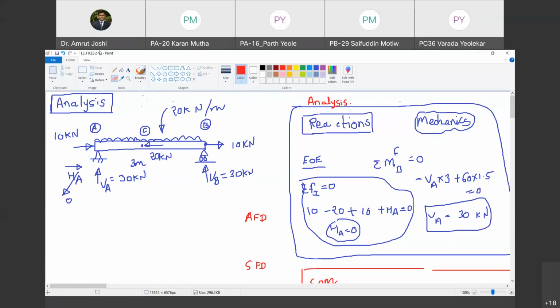Yes, sir. Okay. So what are the loads that are along the axis? I'm going to consider HA, but it is 0. I'm going to consider this 10 kilonewton load, I'm going to consider this 20 kilonewton load, and I'm going to consider this 10 kilonewton load. These three loads we are going to consider. VA, VB, and 20 kilonewton per meter being transverse to the axis, they will not be considered while drawing the axial force diagram. Happy?